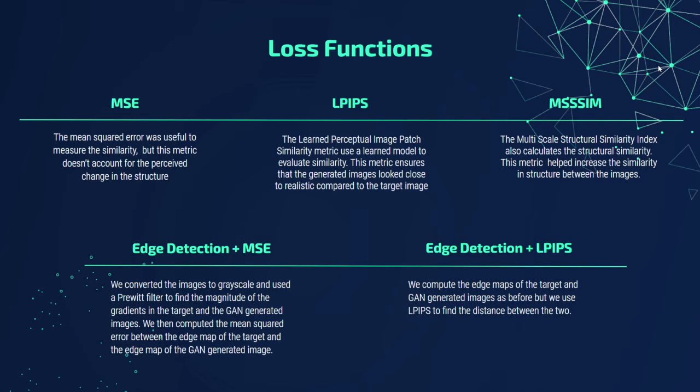LPIPS is a metric that uses a learned module. This metric ensures that the generated images look close to realistic. MSSIM is a metric that helps increase the similarity in structure between the images. We also try combining age detection and the former loss functions. We compute the MSE and LPIPS over the age maps created.